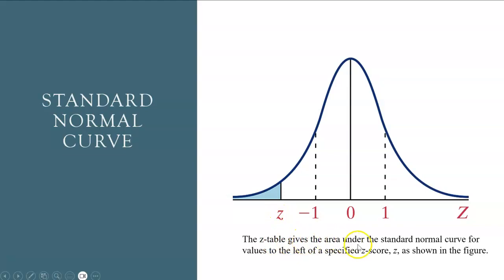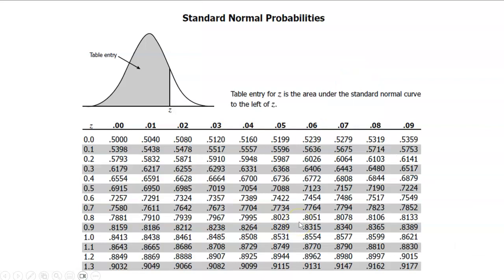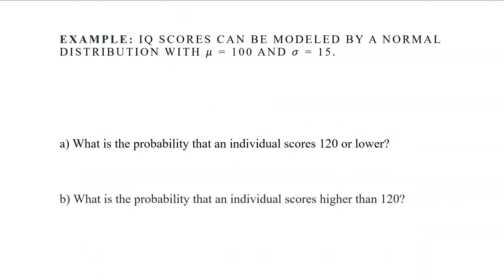The z table gives the area under the standard normal curve for values to the left of a specified z variable. So if this is our z variable in the chart, it's going to give us the probability of everything to the left of that variable. Alrighty, so let's look at an example. Here is a portion of the z table. It's actually longer than this, but I have screenshotted a portion of it just to show you what it looks like. We use this z value over here, which gives us the tenths decimal place, and we find this value over here to get the hundredths decimal place.